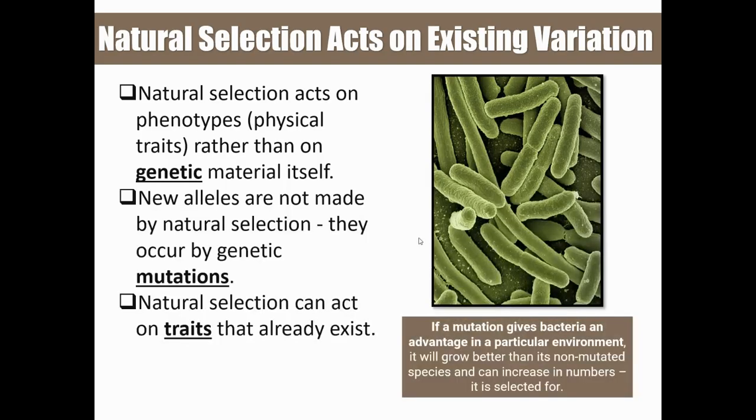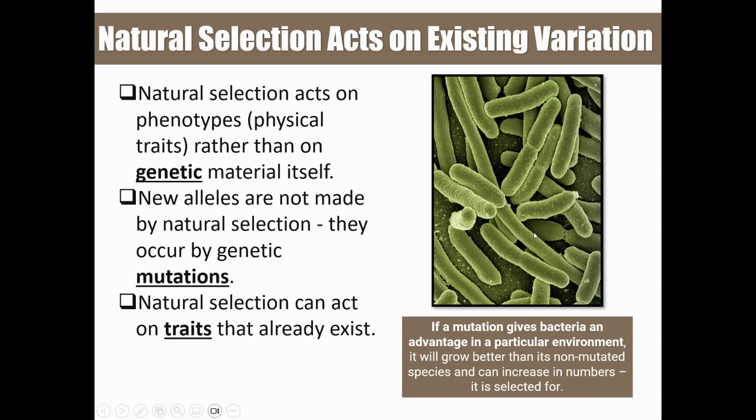Natural selection acts on phenotypes, which are physical traits, if you'll remember from our heredity unit, rather than the genetic material itself. It's important to know that new alleles are not made by natural selection. They occur by genetic mutations. And I'm not going to expand on this a whole lot right now because we're going to talk about this in a whole lesson in the future. But also natural selection can act on traits that already exist.